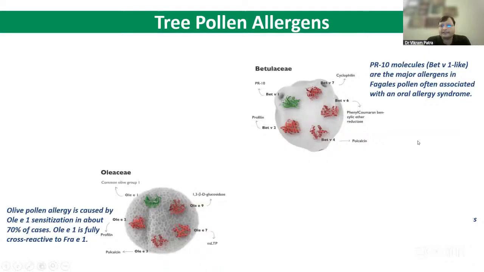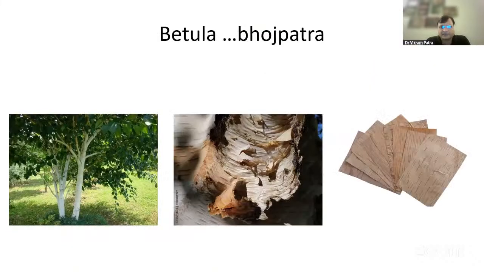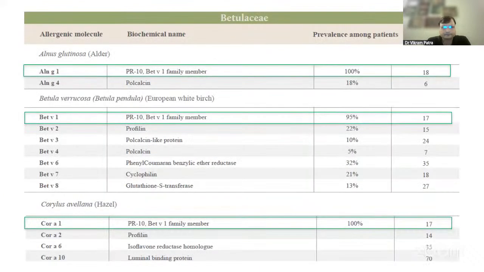For tree pollen allergens, the PR10 molecule Bet v 1 is the major allergen, and from the Oleaceae group, Ole e 1 sensitization is the marker allergen. Now, Betula is the birch tree, which in Sanskrit we call Bhojpatra. Bet v 1 is the PR10, a marker allergen. If this is positive, it is true sensitization, whereas profilin and polcalcin are all cross-reactive proteins.